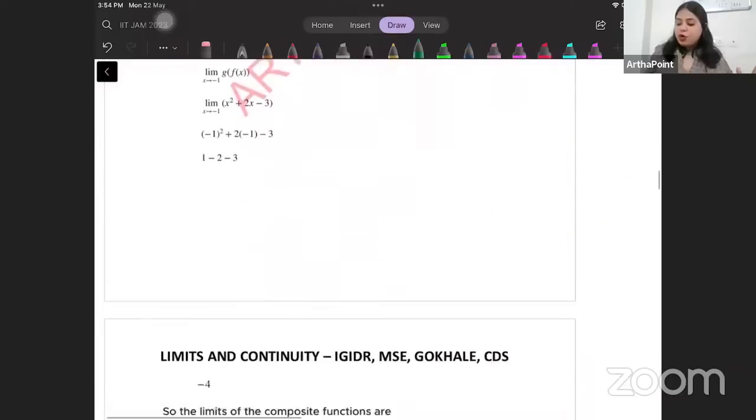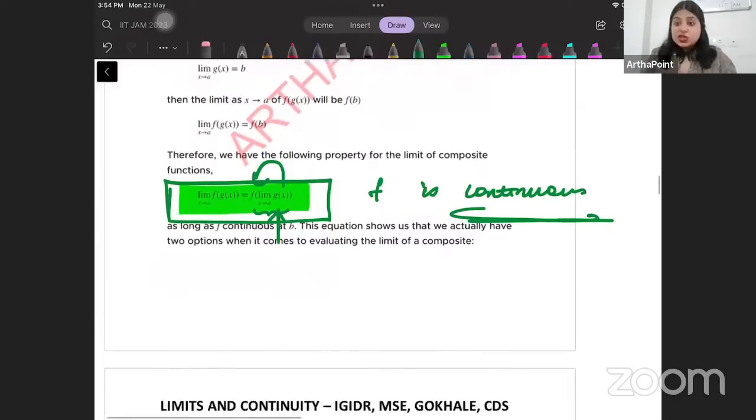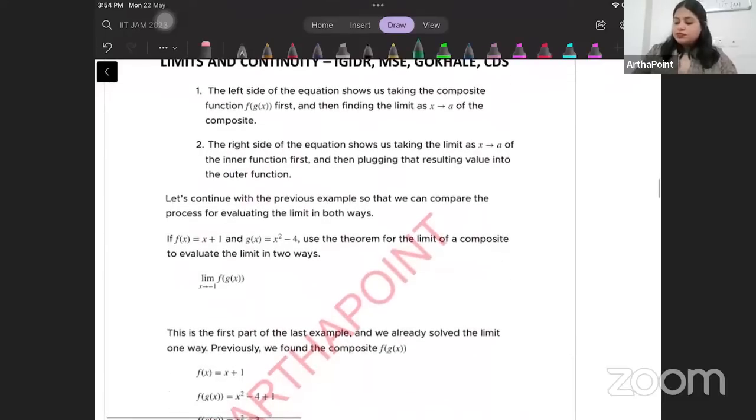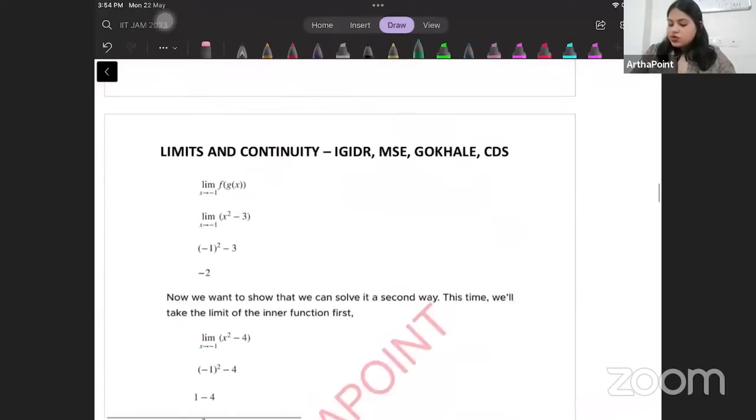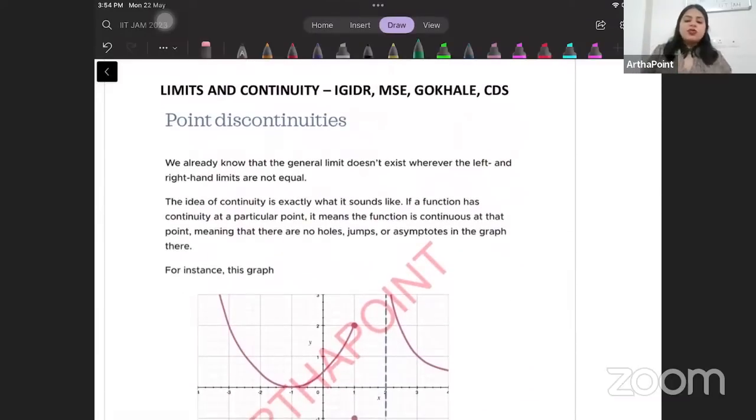So this is a very important rule, beta, that you have to remember, that limit of f of g of x, x tends to a, is equal to, first you impose the limit on g(x) and then put that value inside the function. You will get the same answer. I hope this is making sense to you. Okay. So this is done, same thing. So this is about what I wanted to discuss today. We wanted to discuss the composite functions today and some rules.